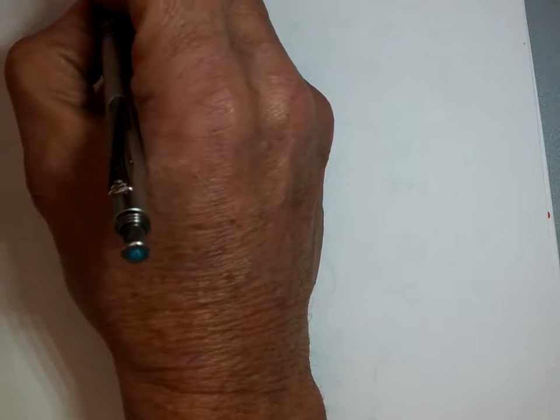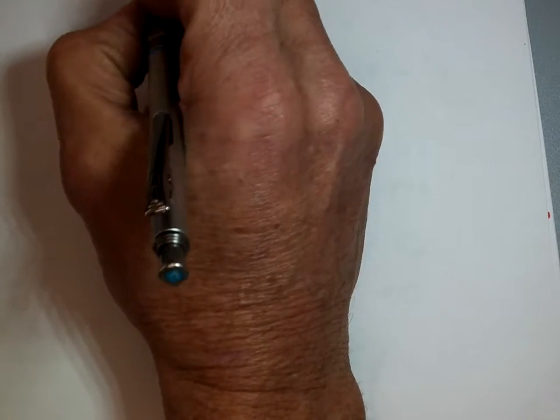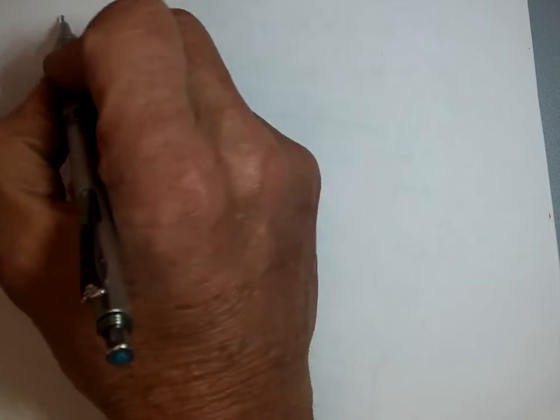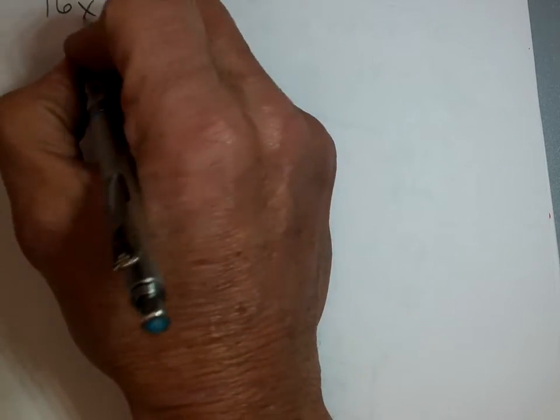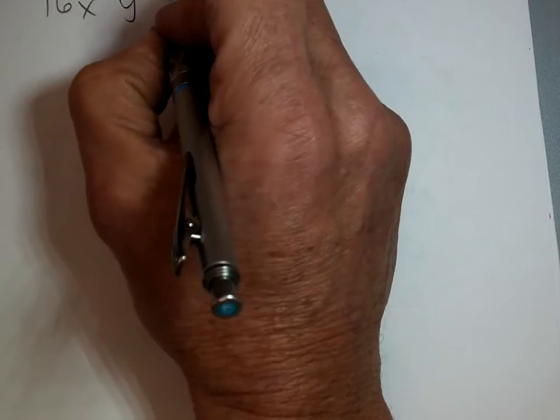Okay, we're going to have 8x to the negative 3, y to the 4th, z, all over 16x to the negative 2, y to the negative 3, z to the 0. Now, if it's a negative exponent, it needs to be moved. If it's on the bottom, we move it up and make it positive. If it's negative on the top, we move it down and make it positive.